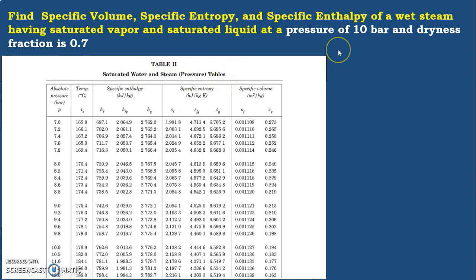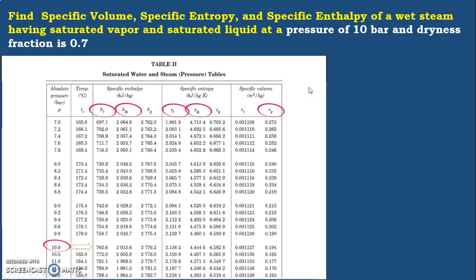At a pressure of 10 bar and dryness fraction 0.7. In this, wet steam indicates that hf, hfg, which means we have saturated liquid with us and 70% of phase change, that is 70% of hfg. Similarly, sf, sfg, vg. I already told you, compared to the vg, vf is very small, so you can neglect that. Now let's find the properties.